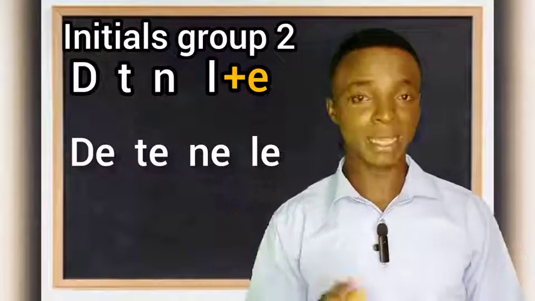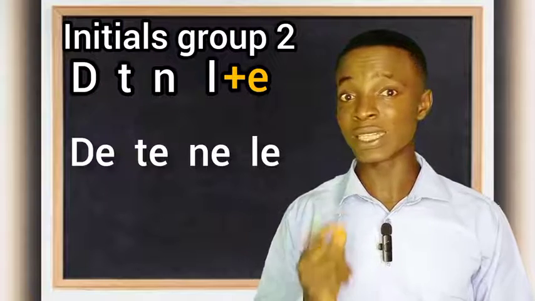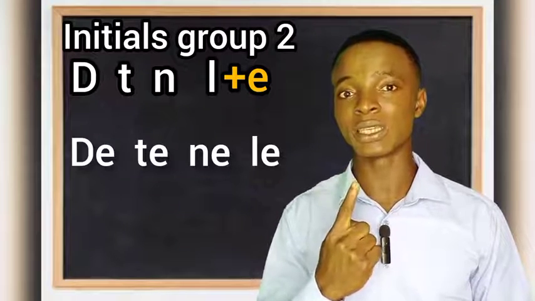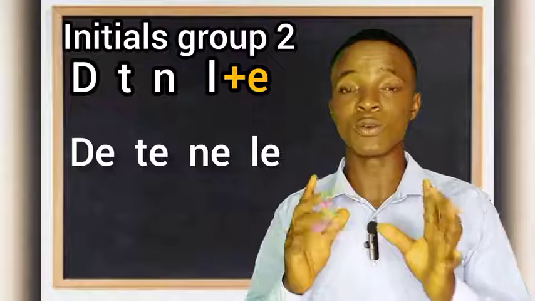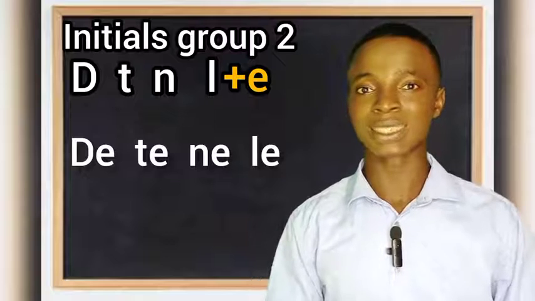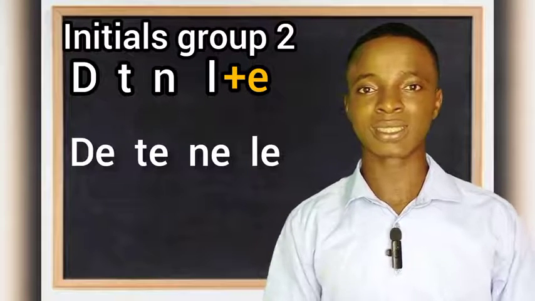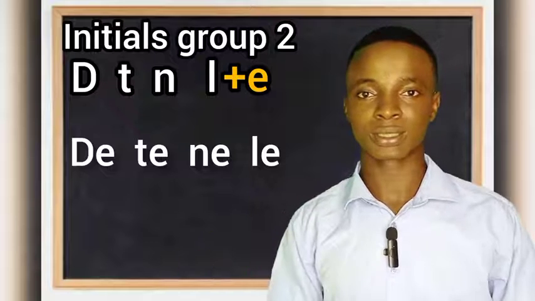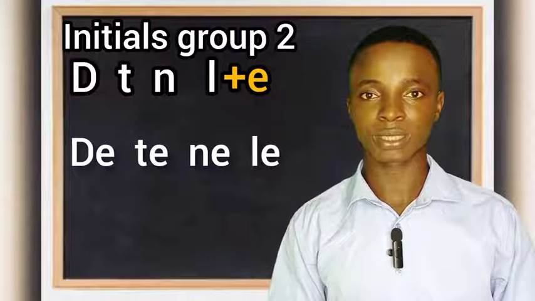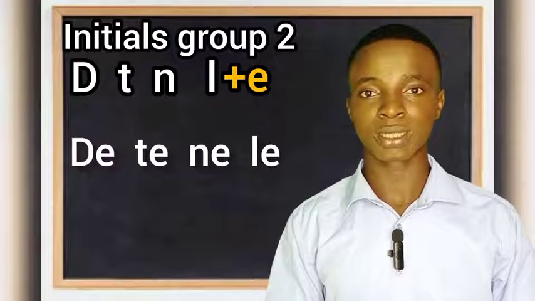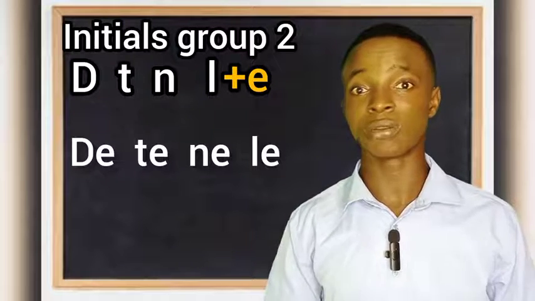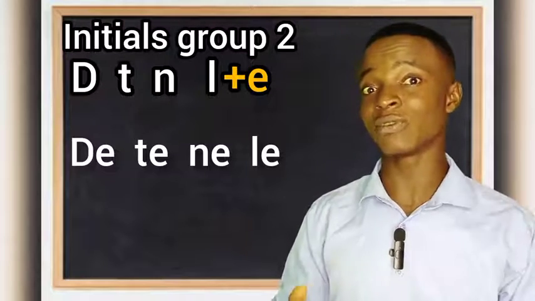These initials, while making the sound, you need to use the tip of your tongue to touch the inner front upper teeth. The inner front upper teeth. That is what we use to make this sound. For example, de, te, ne, le. Now, let's take a closer look at each and every sound.